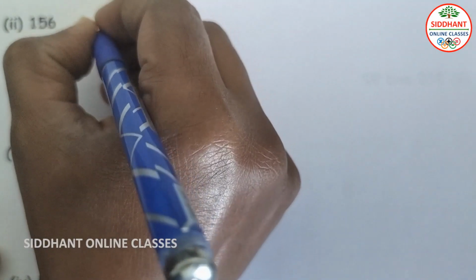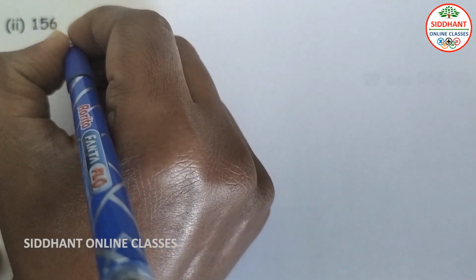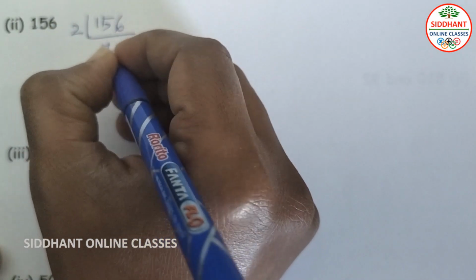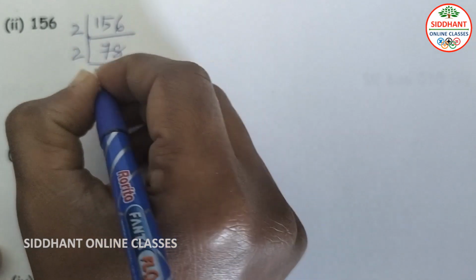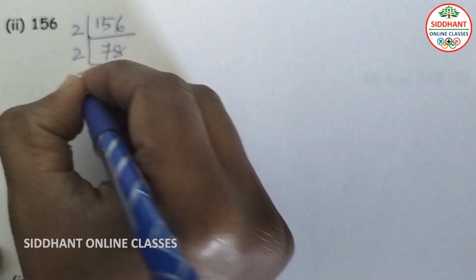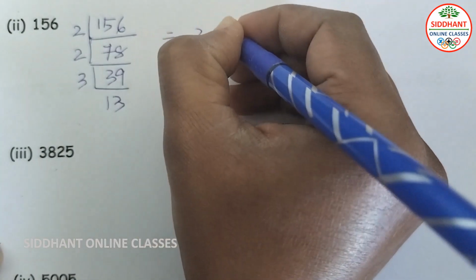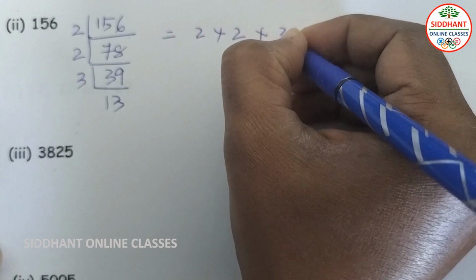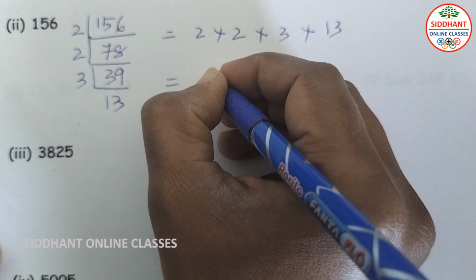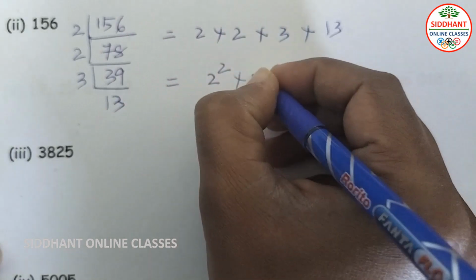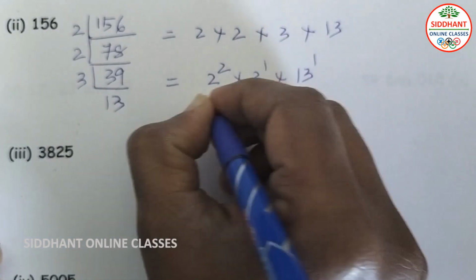Next, 156. We divide by 2, we get 78. We divide by 2, we get 39. We divide by 3, we get 13. It can be written as 2 into 2 into 3 into 13, and with powers, 2 to the power of 2 into 3 to the power of 1 into 13 to the power of 1.